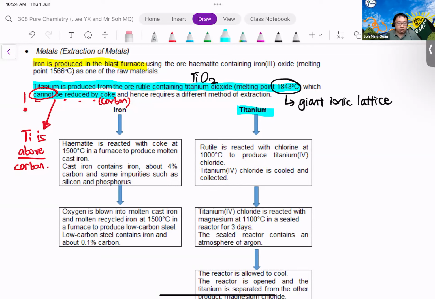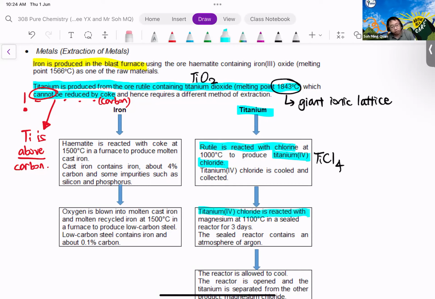First, rutile is reacted with chlorine, and this produces titanium 4 chloride. You can write the formula if you want, TiCl4. You know that because it's titanium 4, means Ti4+. Right? Now, the titanium 4 chloride is then cooled and collected.